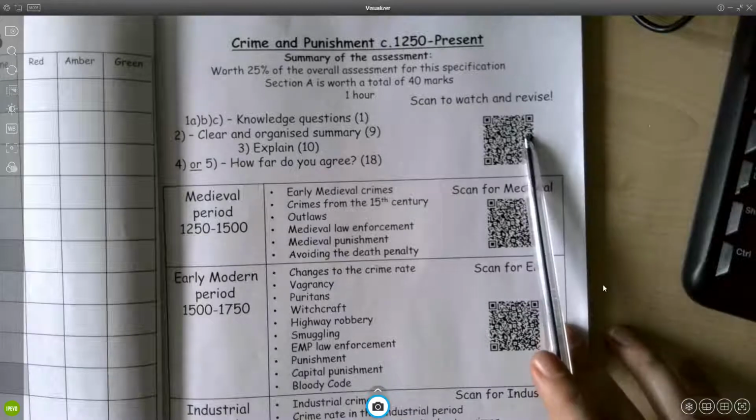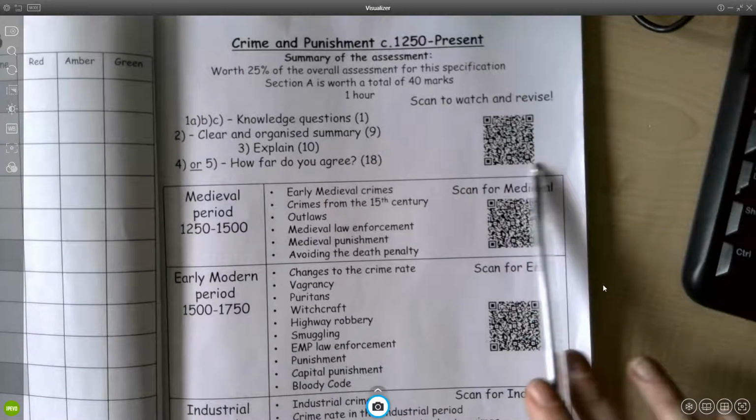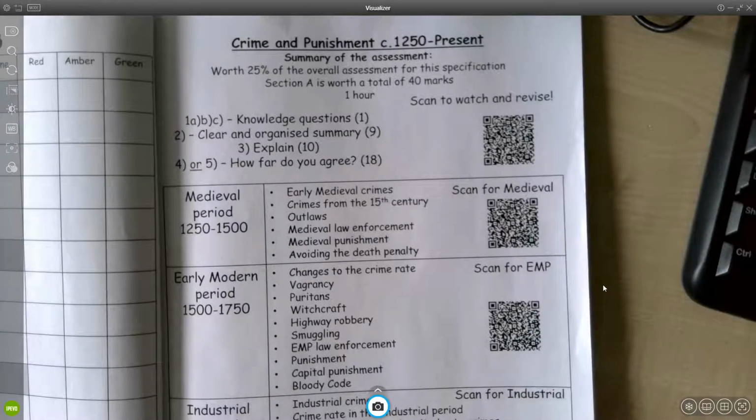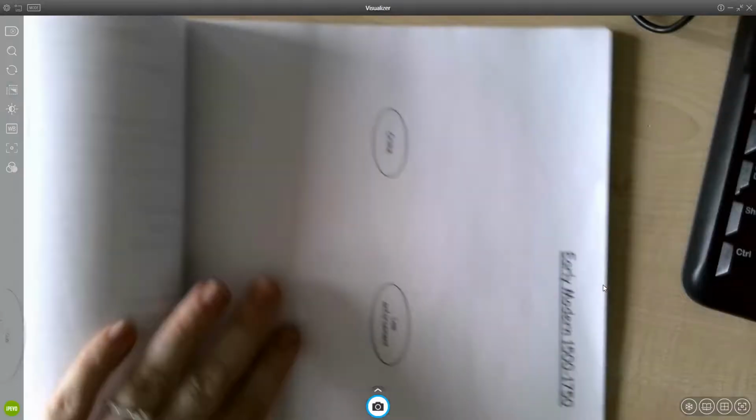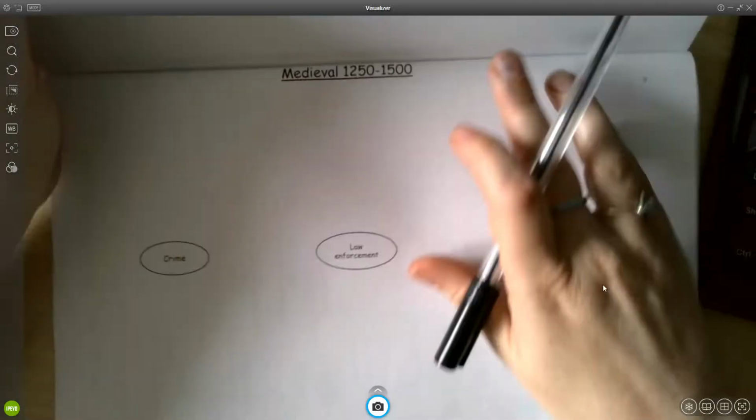Hopefully you found me by scanning your Crime and Punishment QR code here. This will take you all the way through, but if you think, do you know what, I don't need to revise the medieval period, feel free to scan the QR code in your booklet and it will take you to the timestamp for the correct time period. So let's make a start and we will do the medieval period.